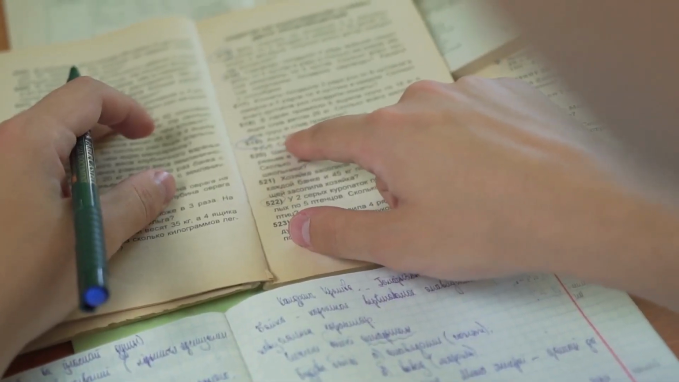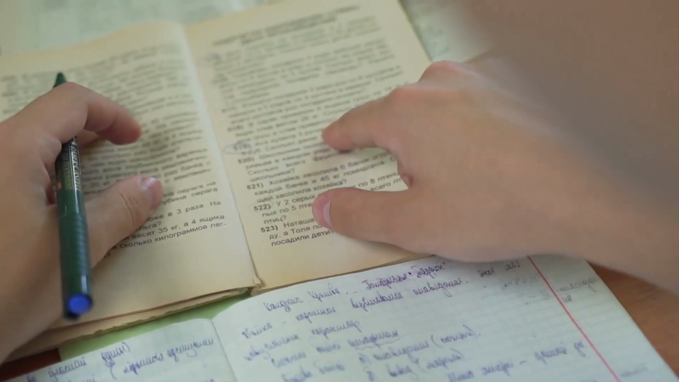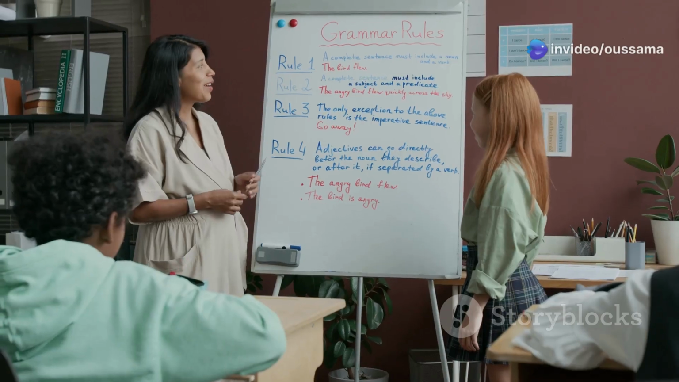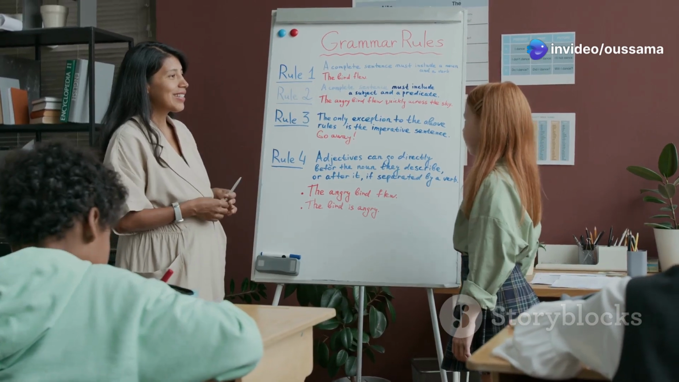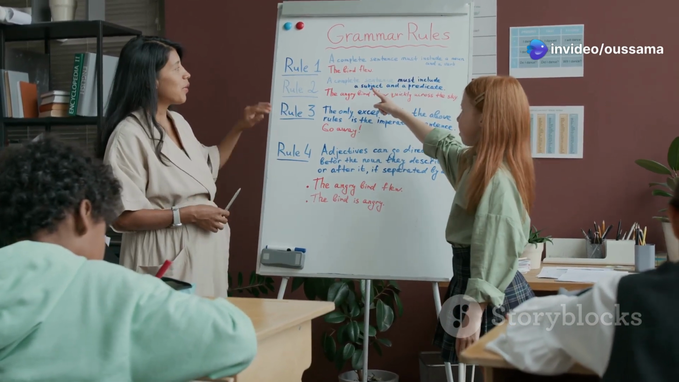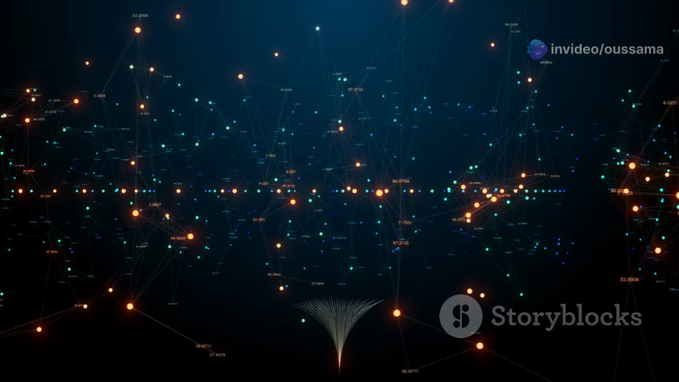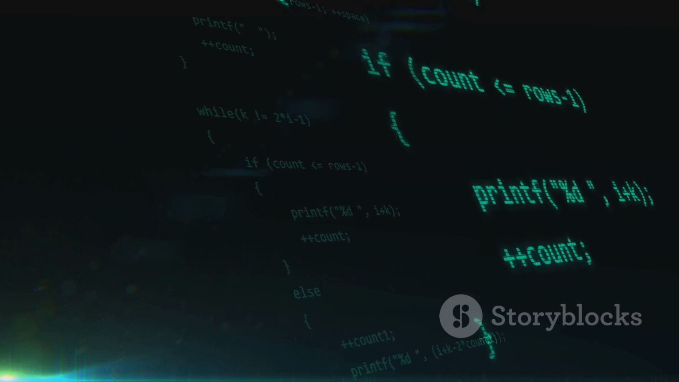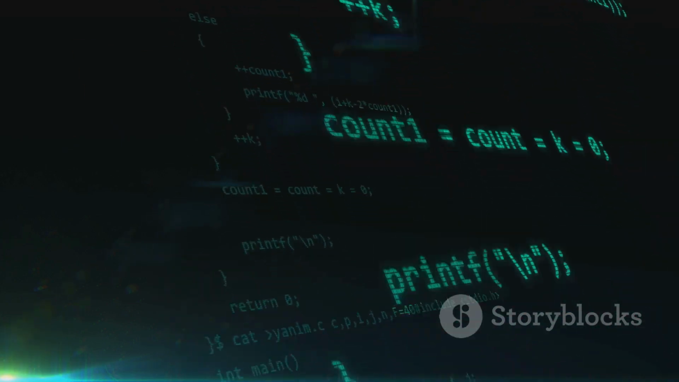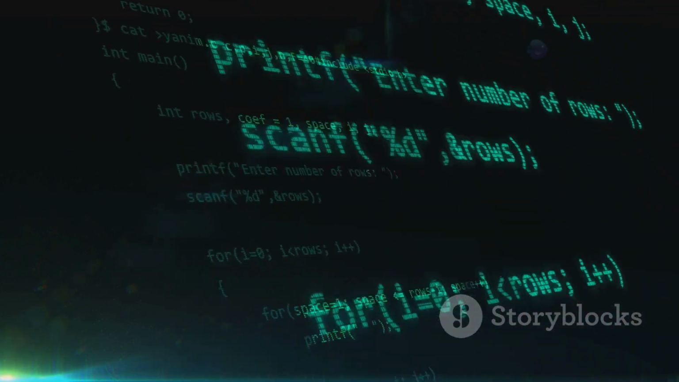Think about it. When you're reading a sentence, you don't just process each word in isolation. You understand the meaning of the sentence based on the order of the words and how they relate to each other. RNNs work in a similar way. They have these things called loops that allow information to persist, creating a kind of internal memory.